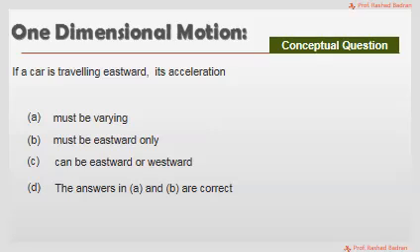the answers in A and B are correct, none of the above. And the answer is C, can be eastward or westward.